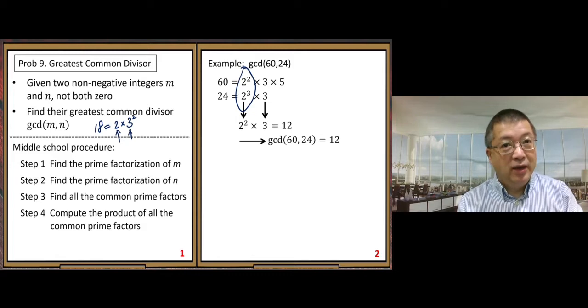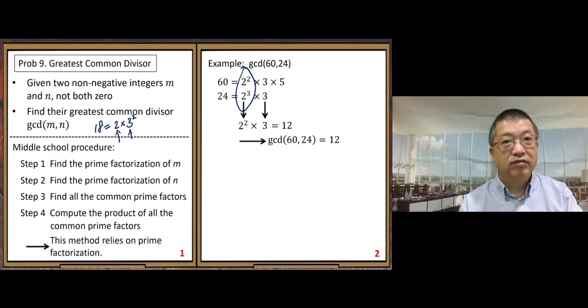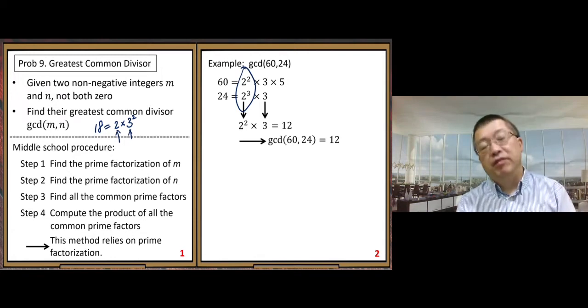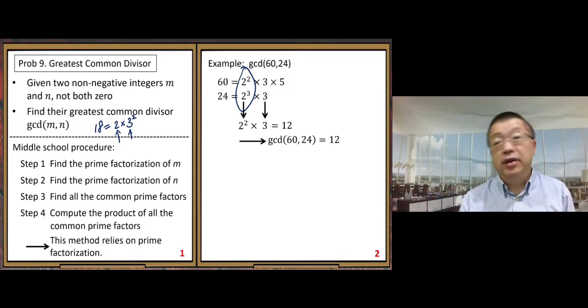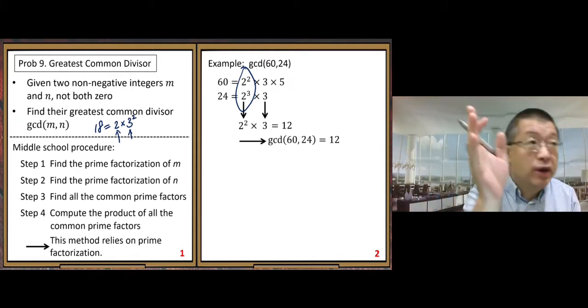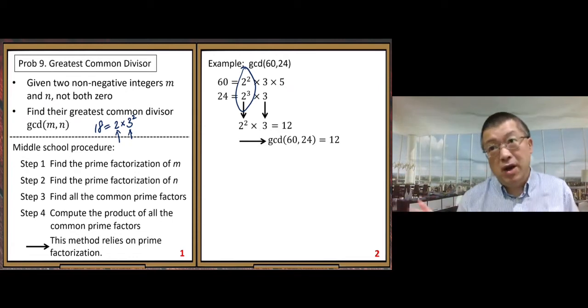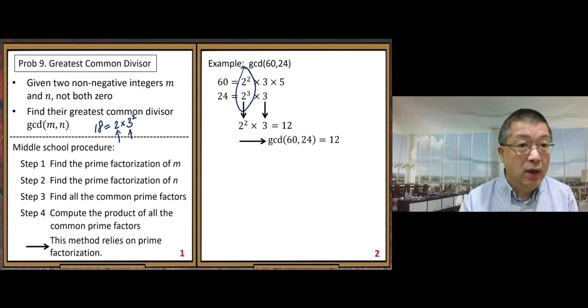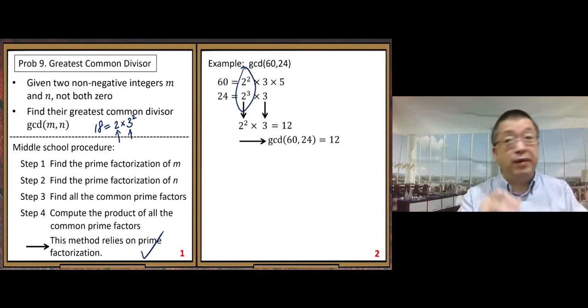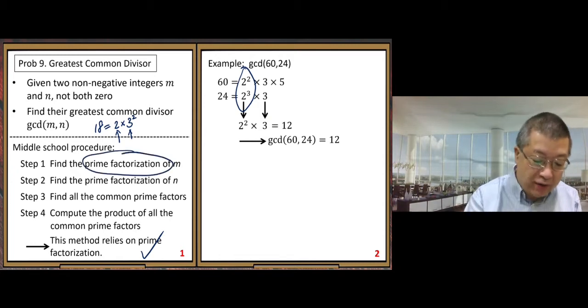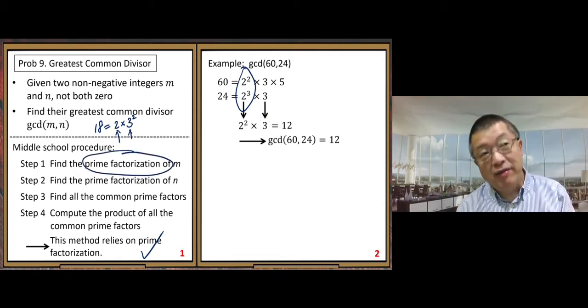But you may want to ask the question: if we can solve the problem just using the middle school method, why do we need to do it another time using our recursive algorithm? You may ask this question naturally. The answer is this. This method relies on prime factorization. The basic operation is prime factorization. Now the question is, how hard is prime factorization?